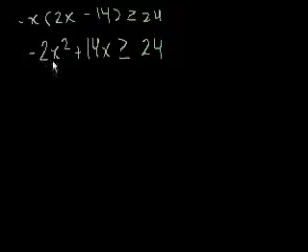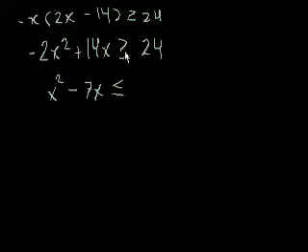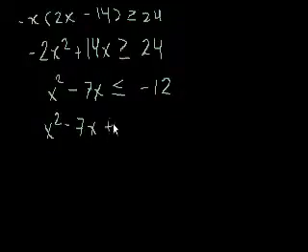I don't like any coefficient in front of my x squared term, so let's divide both sides of this equation by negative 2. So we get x squared minus 7x. And remember, when you divide by a negative number, you switch the direction of the inequality. So we're dividing by negative 2, so we switched it. We went from greater than or equal to less than or equal to. And then 24 divided by negative 2 is minus 12. And now we can just bring this minus 12 onto the left-hand side of the equation, add 12 to both sides. We get x squared minus 7x plus 12 is less than or equal to 0.